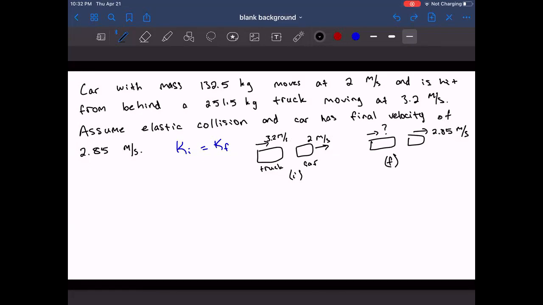What is that? Well, I don't know, but I do know it's the initial kinetic energy of the system, which means I add the kinetic energies up. That means K of truck plus K of car, in the initial situation only right now, because that's what we're looking at. Ki. So now I'm using the age-old equation that you know very well.